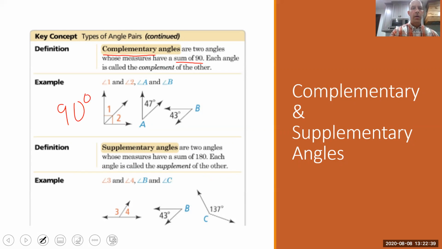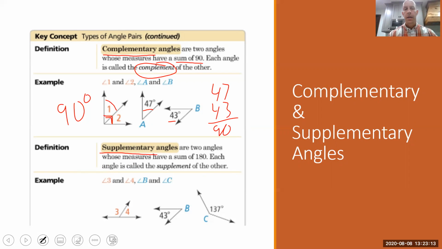So 90 degrees is the key. For example, this means it's a right angle, which means it measures 90 degrees. We learned that in our last lesson. So we would say that angle 1 is the complement of angle 2. Those two angles added together give you 90 degrees. Here's an example of two angles that are not adjacent, that are complementary. Notice this angle is 47, this angle is 43. 47 plus 43 is equal to 90.